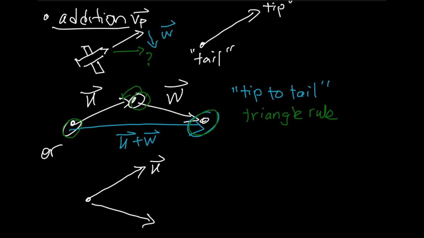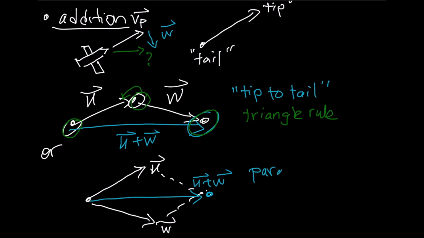Another way to interpret it, because remember, there are infinitely many vectors that we can use to represent a single vector. So we could, for example, say take the same vector u. We could take this w and have them both start at the same location. And what we could then do is make a parallelogram where the length of u and the length of w represent the sides of the parallelogram, and then this resultant vector would end up taking us to the same place. So another way to calculate is by something called the parallelogram rule.